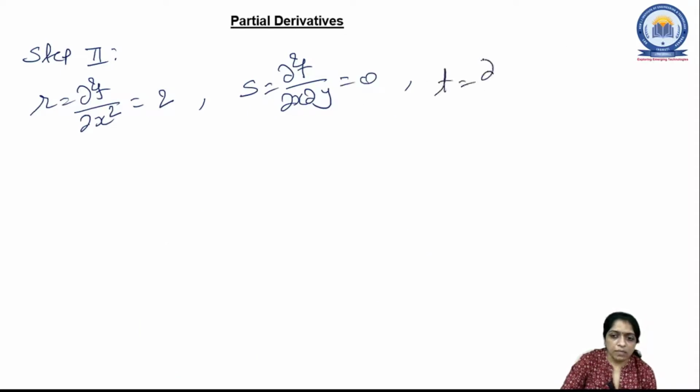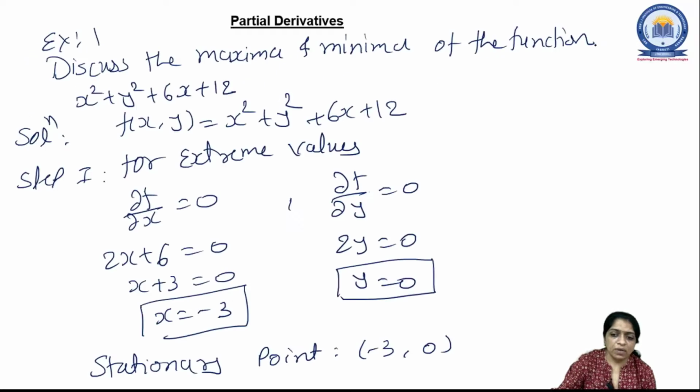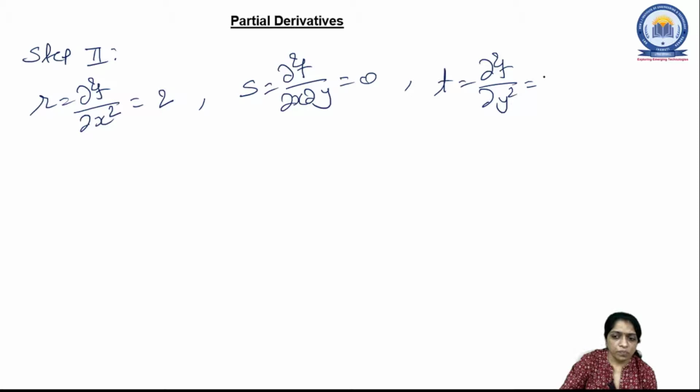And t, that is del square f by del y square, that is the second derivative of f with respect to y again, and the answer is t. So these are the answers of r, s and t. Now for the last step, that is step 3.